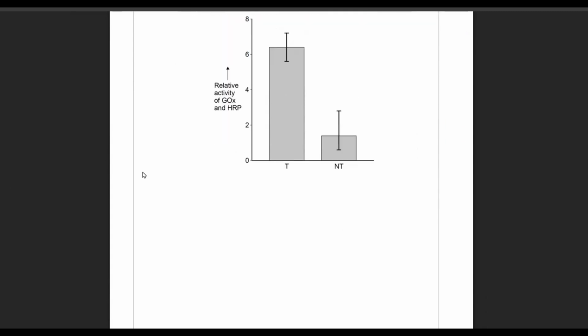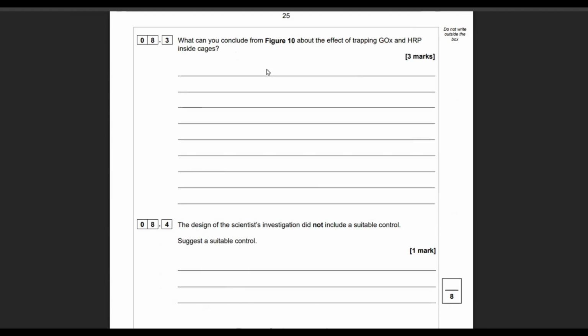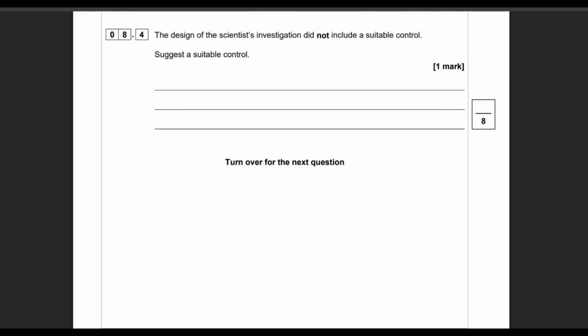Right, let's move on. Now you might say, oh, you remember this was the word conclude. If it was evaluate, then they'd be telling you there's something wrong with the experiment and there might be evidence going both ways. But we didn't need to go looking for that because they didn't say evaluate. So exam technique is important and understanding the command words.